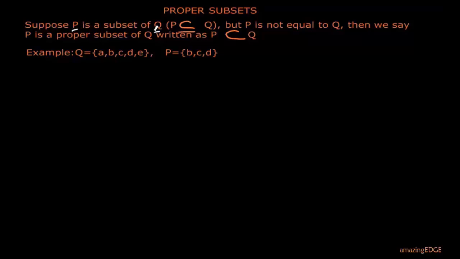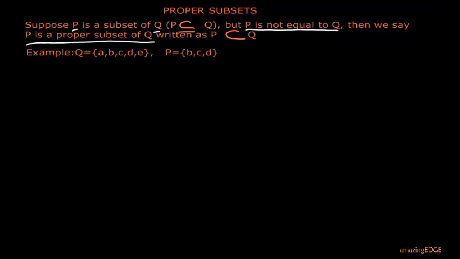So we can use any capital letter to represent the set. Now we have that P is a subset of Q, but P is not equal to Q. When we have a situation like this, where we have two sets, one is a subset of the other, and the two sets are not equal, then we say that P, which is contained in Q, is a proper subset of Q. And how do we write it symbolically? We write it as follows: P is a proper subset of Q.